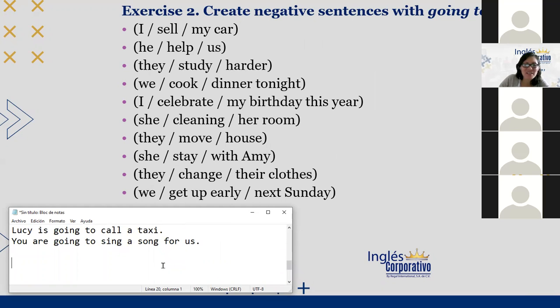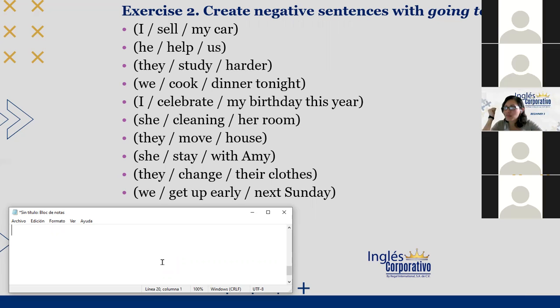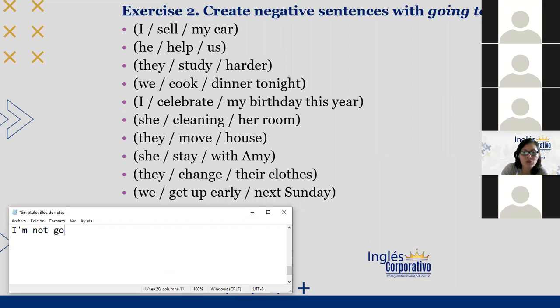Okay, excelente. Now, let's move on. Y ahora ya no van a hacer affirmative sentences. Dice ahí, create negative sentences with going to, right? Y pues ahí tenemos otras opciones, siempre con la manita para que yo las pueda ver, ¿no? Teresa, usted la primera, luego Lady. Teresa, what about you? Okay, I'm not going to sell my car. Very good. I'm not going to sell my car. Muy bien.